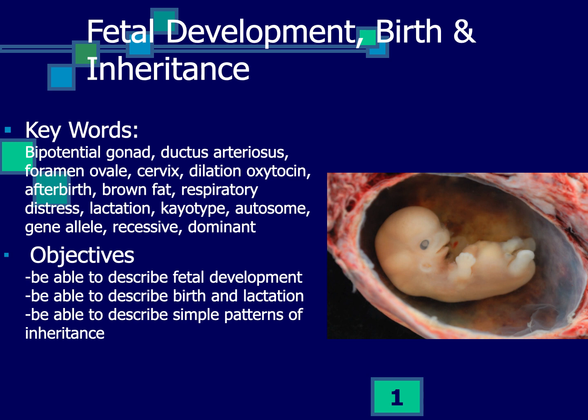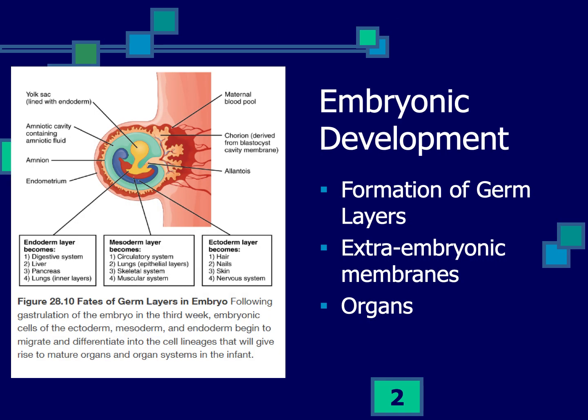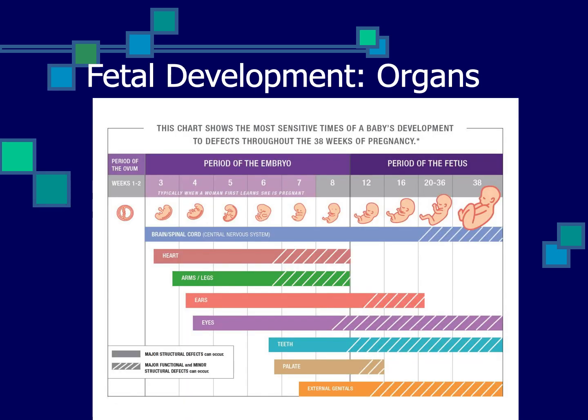You can see the head is mostly done. The limb buds are there, and now we're going to go through a lot of growth, further development, and then birth and lactation. Remember, in the embryonic period, you had the formation of the germ layers, the formation of the extra embryonic membranes that form the placenta, and then the formation of most organs. Those all form during the embryonic period.